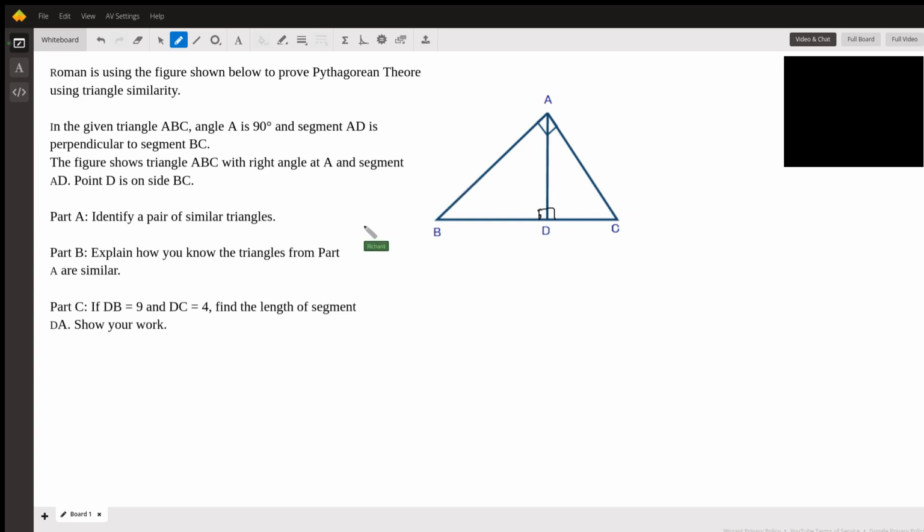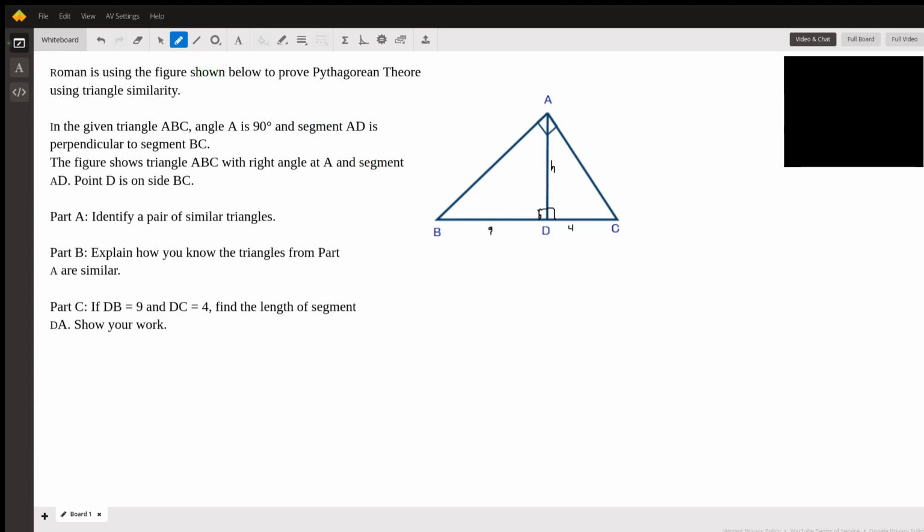We need to solve this problem down here. Ultimately, DB is 9, DC is 4, and they want this side, I'll call it H, because that's the height of the triangle. They want to know what H is. So what we're going to do is show that these two smaller triangles are similar. Let's take a quick look at that.